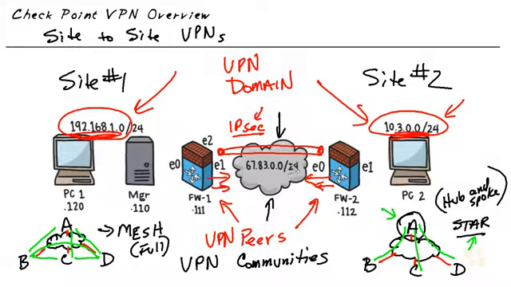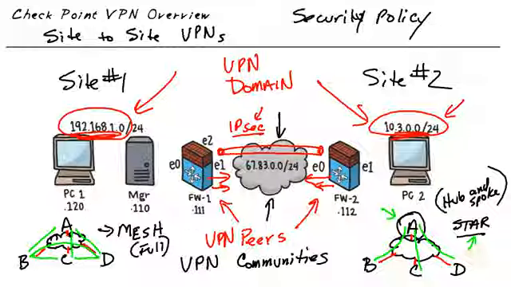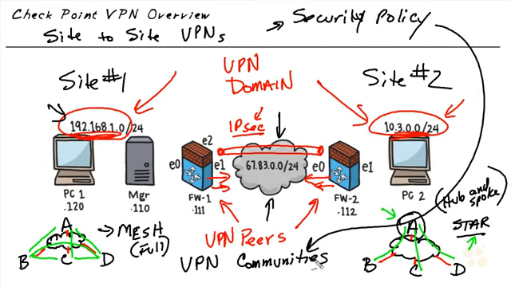So with our peers identified through the VPN communities, and the networks we want to protect identified using the concept of the VPN domains, we'd also want to include, as part of our security policy, the specifics of the traffic that we want to permit. Our security policy could say, all traffic from 192.168.1 going to 10.3.0 is going to be associated with a specific VPN community. As a result, if PC1 sent some traffic over to PC2 or a resource over here at Site 2, Firewall 1 would take that unencrypted traffic, encrypt it, ship it over to Firewall 2, who would then decrypt it and forward it over to its final destination.